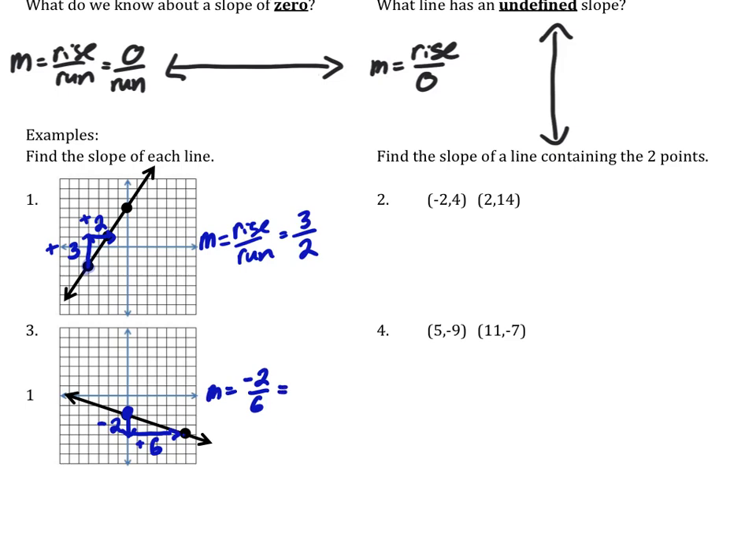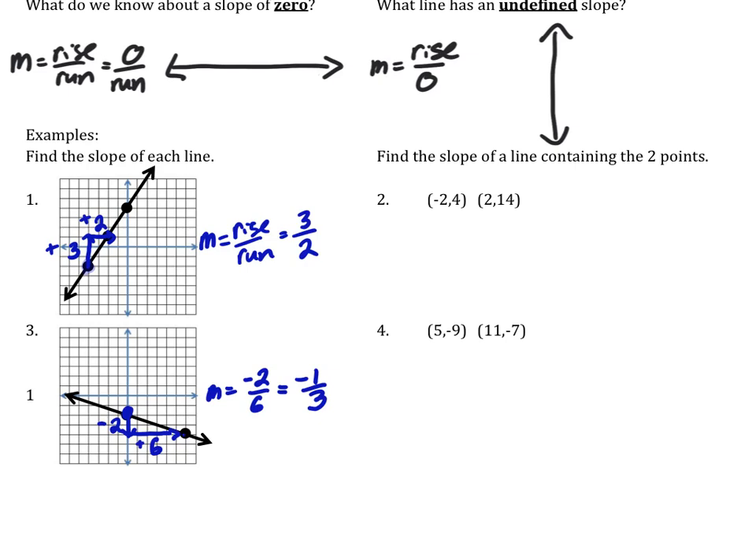And anytime you're looking at a fraction and the number in the numerator and the number in the denominator have a common factor, you always want to reduce. So both -2 and 6 are divisible by 2. So we want to reduce this to a -1/3.